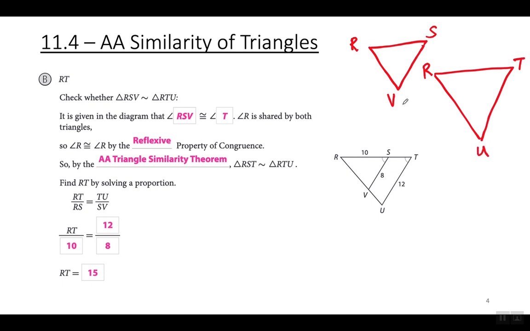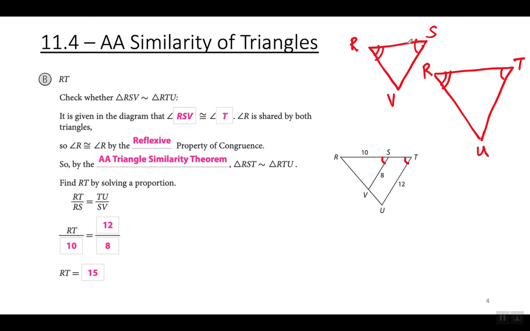All right. So first of all, look at these lines right here. That's telling you that angle S is congruent to angle T. Now the other thing is, look, both triangles, the little triangle and the bigger triangle, they both share angle R. They both have angle R in common. So of course, angle R has to be congruent to itself. So that's what they're writing here. Angle R is congruent to angle R by the reflexive property of congruence.